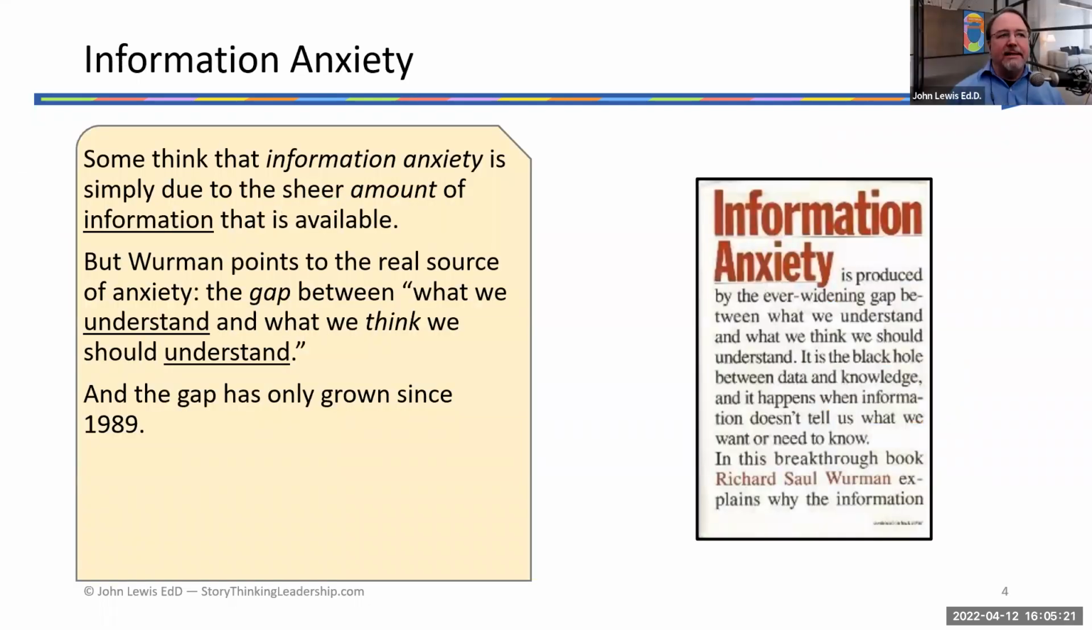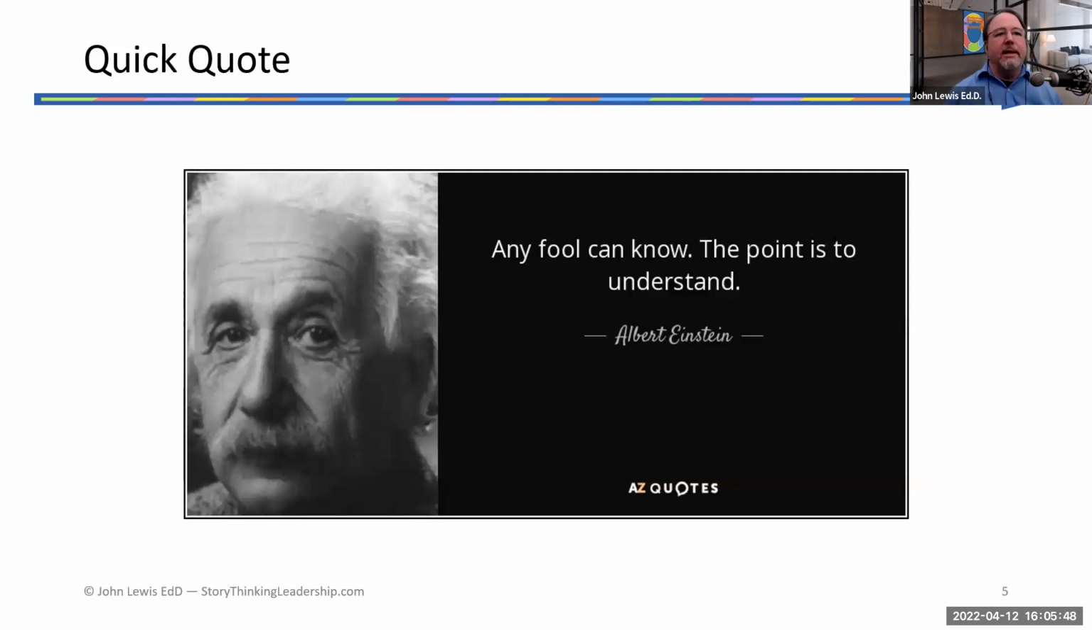Information anxiety is something that came about around 1989, and there's a book written about it because of the amount of information that became available. And people thought that information anxiety was due to the amount of information that was available. But the author of the book of this title said it's something different. It's about the gap between what we understand and what we think we should understand. And as Einstein said, any fool can know. The point is to understand.